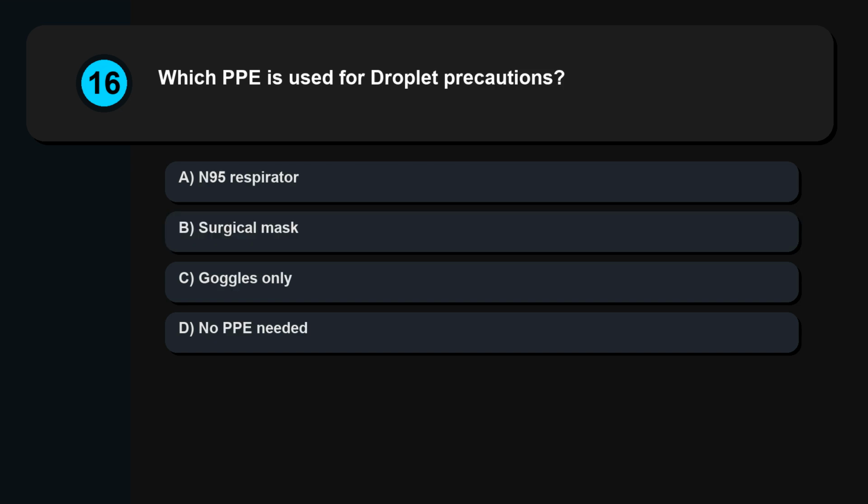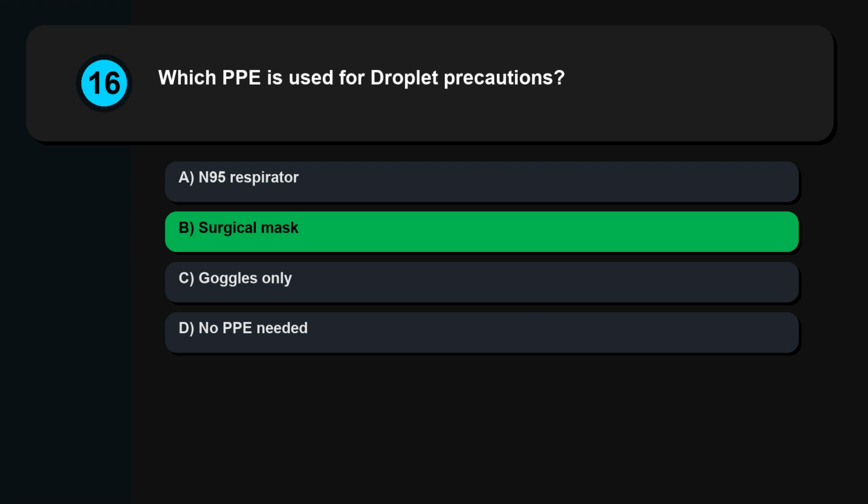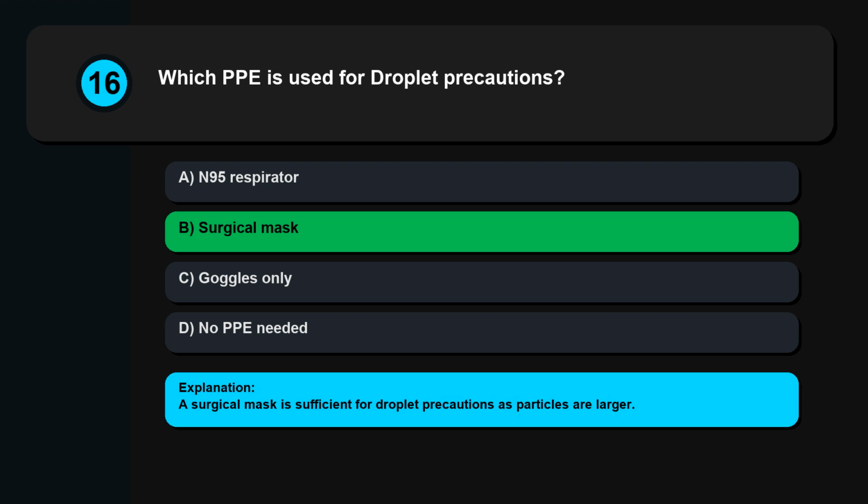Question 16. Which PPE is used for droplet precautions? N95 respirator, surgical mask, goggles only, or no PPE needed. A surgical mask is sufficient for droplet precautions as particles are larger.